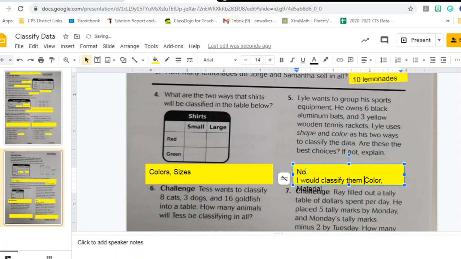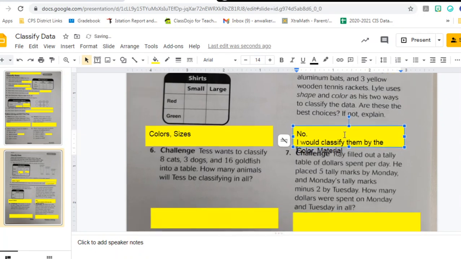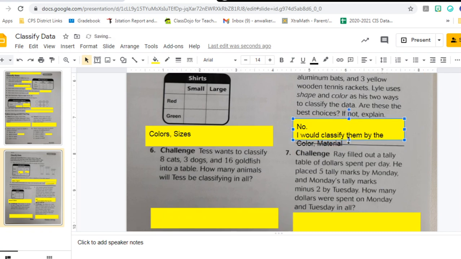them by the color and material used to make the object.